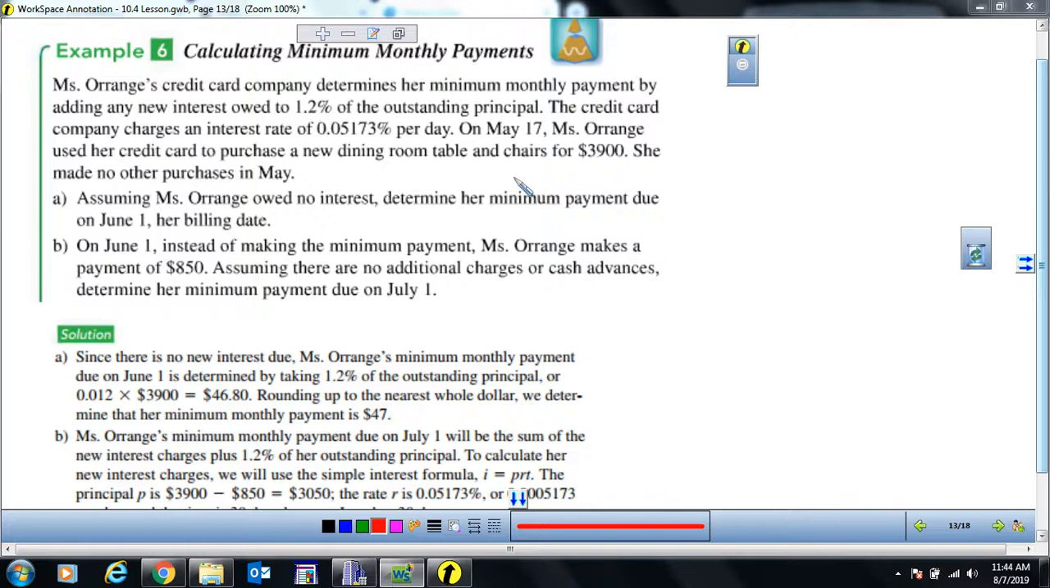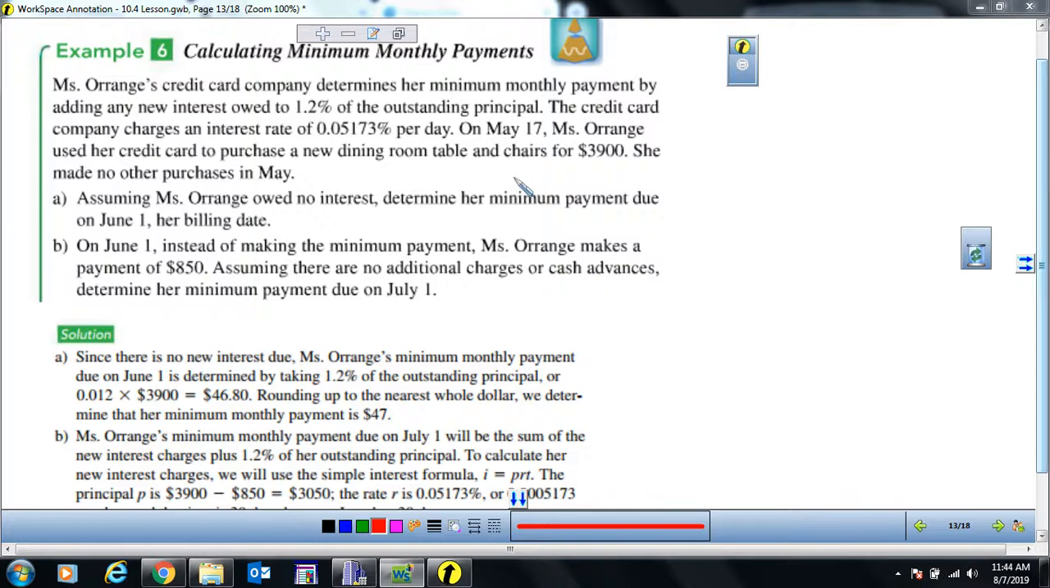Assuming Ms. Orange owed no interest, determine her minimum payment due on June 1st, her billing date. So we're going to assume that prior to the dining room table and chairs, she had not made any other purchases. Just the $3,900 was the first time, right? I don't know if the first time, but at least there was no balance due. She had already paid everything she owed, or maybe this was the first time she was barely using it. So she did this purchase on May 17.